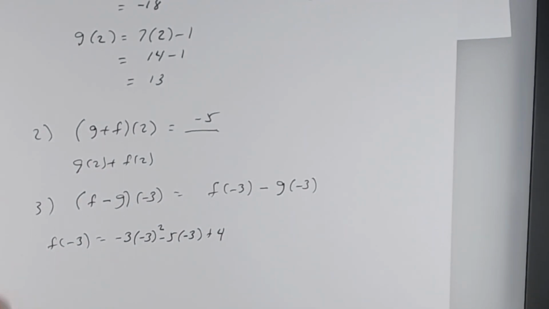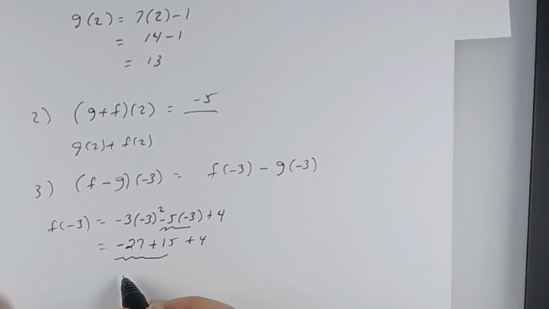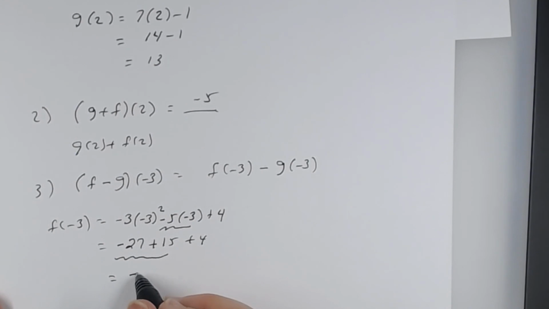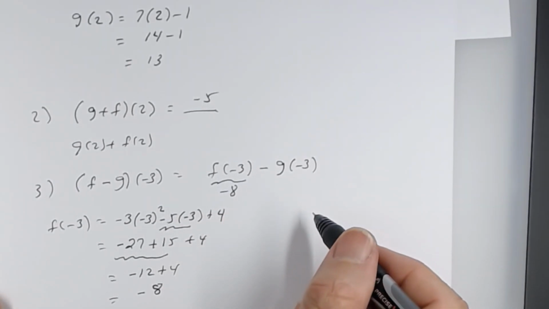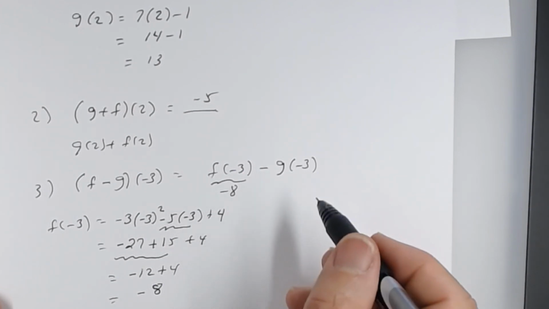Order of operations. What's negative 3 squared? What's 9 times negative 3? Negative 27, good. What's negative 5 times negative 3? Plus 15, and then plus 4. Y'all agree? Okay. All I have left is addition, but remember you have to do it from left to right. So what's negative 27 plus 15? Negative 12. And what's negative 12 plus 4? Negative 8. So this right here is negative 8, right? You agree? Yes. Okay. Minus.